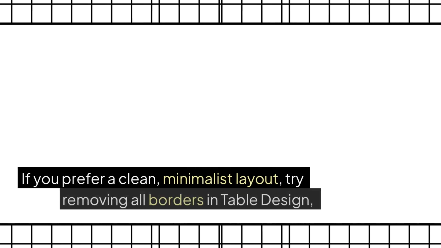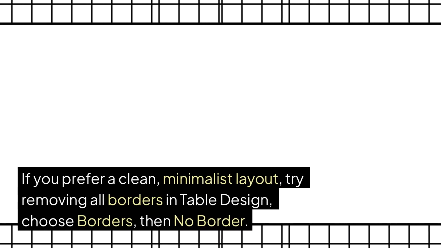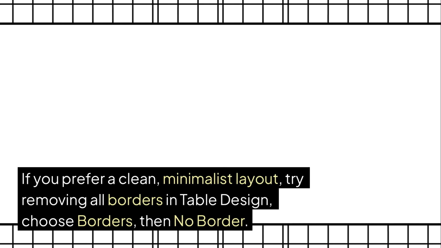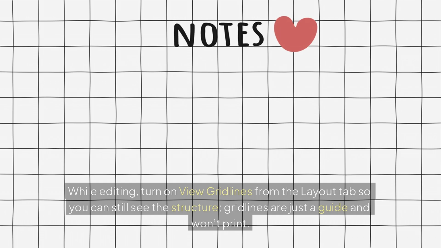If you prefer a clean, minimalist layout, try removing all borders in Table Design, choose Borders, then No Border. While editing, turn on View Grid Lines from the Layout tab so you can still see the structure. Grid lines are just a guide and won't print.